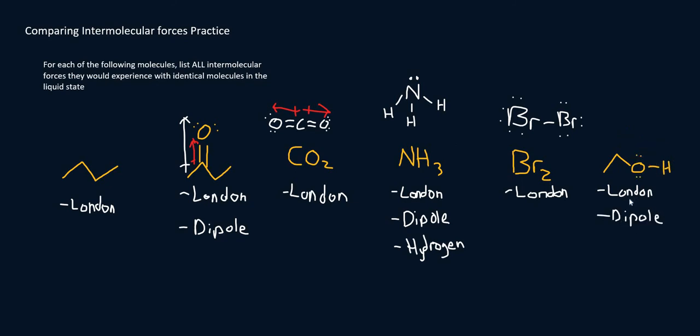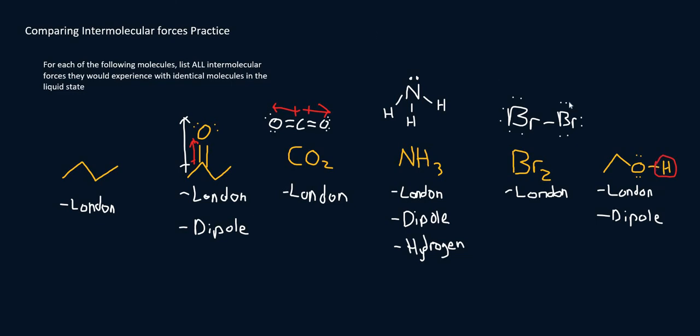So we know we have London, we know we have dipole-dipole. The last question is, do we have hydrogen bonding? And to answer that question, I've kind of modified the Lewis structure a little bit to give you a little more to look at. So does it meet the requirements for hydrogen bonding? So we have a bonding donor here, right? This hydrogen is bonded to the oxygen. So this can act as a hydrogen bonding donor.